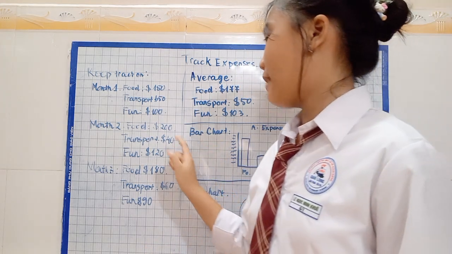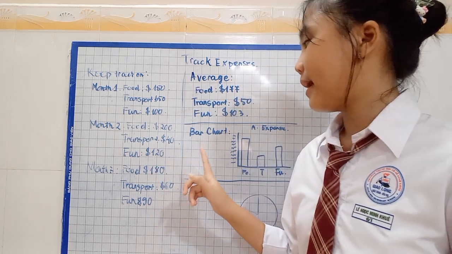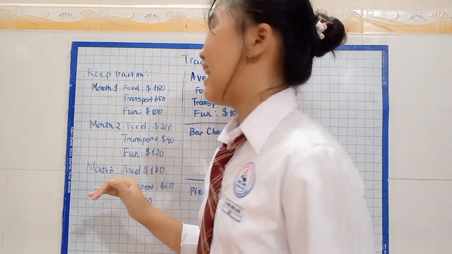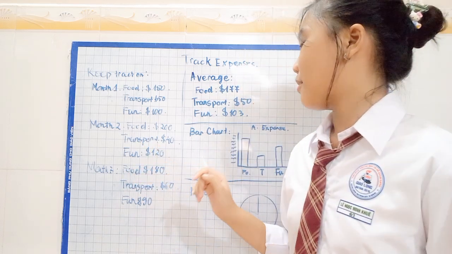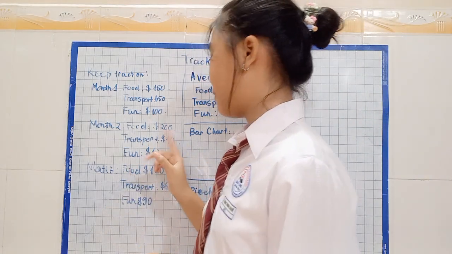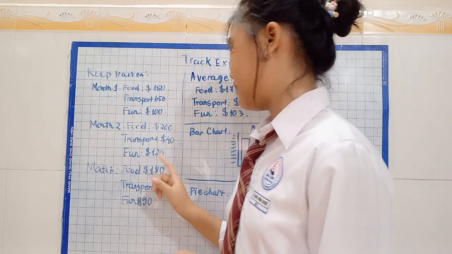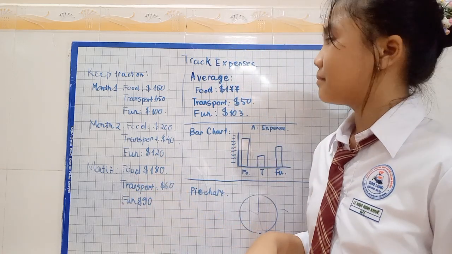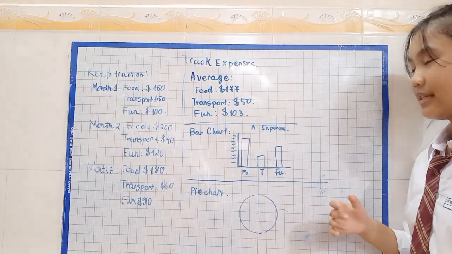Month two, food is $200, transport is $40, fun is $120. And so we can see a lot of changes happening this month, right? And on to month three, we have food is $180, transport is $60, and fun is $90. So now, this is our raw data, and now let's transform it into data sets.